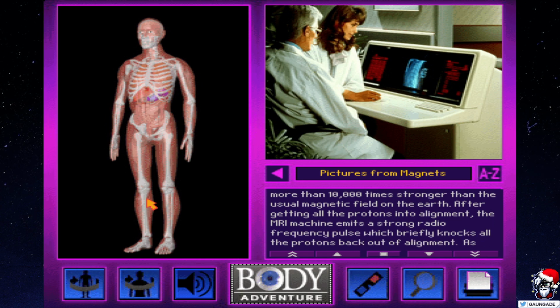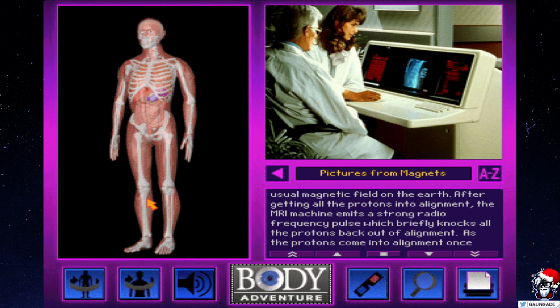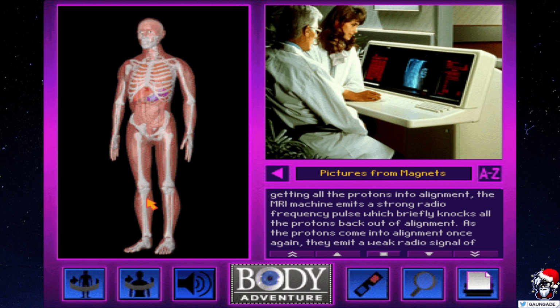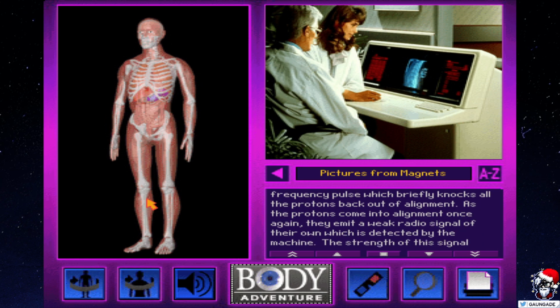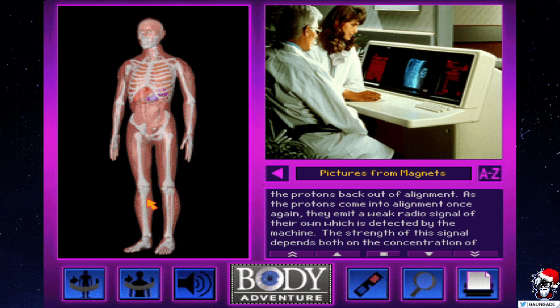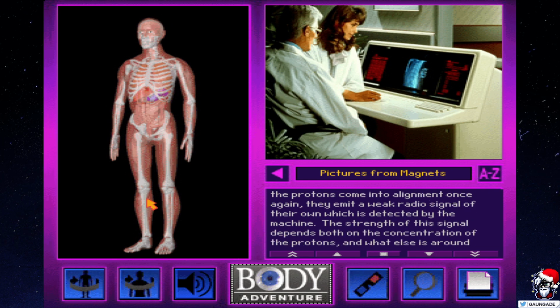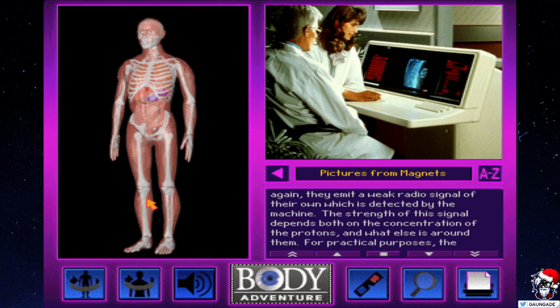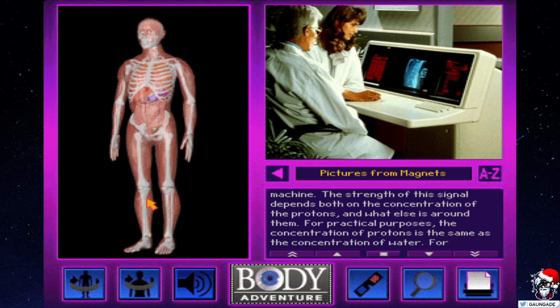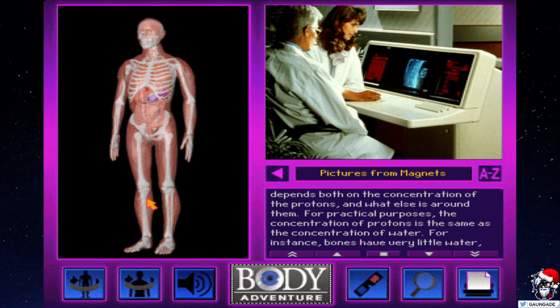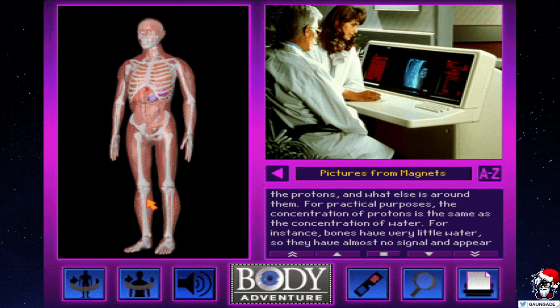After getting all the protons into alignment, the MRI machine emits a strong radio frequency pulse, which briefly knocks all the protons back out of alignment. As the protons come into alignment once again, they emit a weak radio signal of their own, which is detected by the machine. The strength of this signal depends both on the concentration of the protons and what else is around them. For practical purposes, the concentration of protons is the same as the concentration of water.